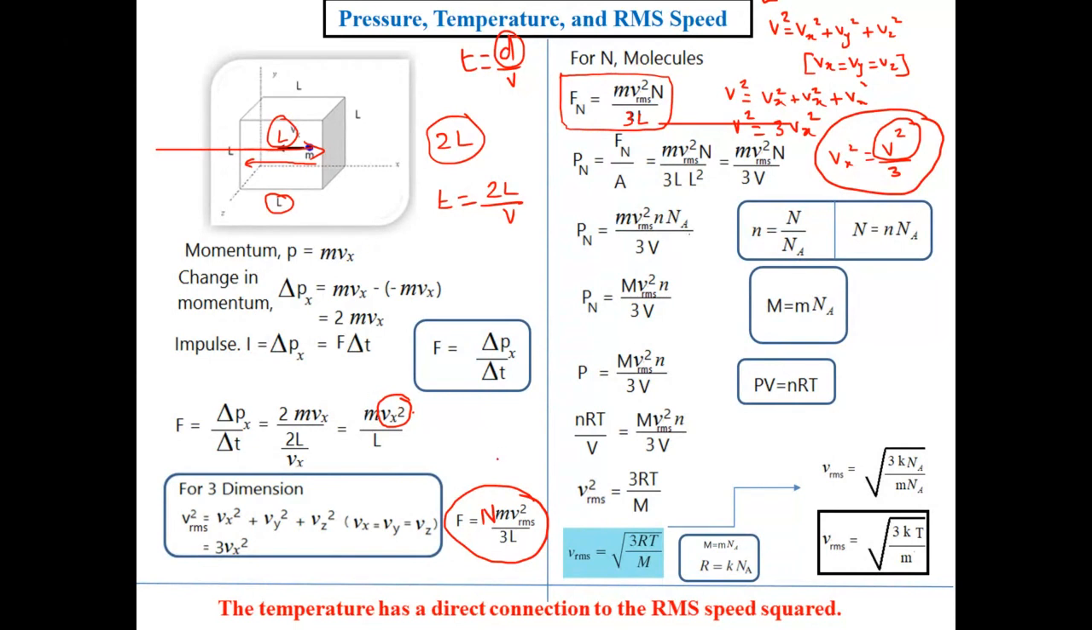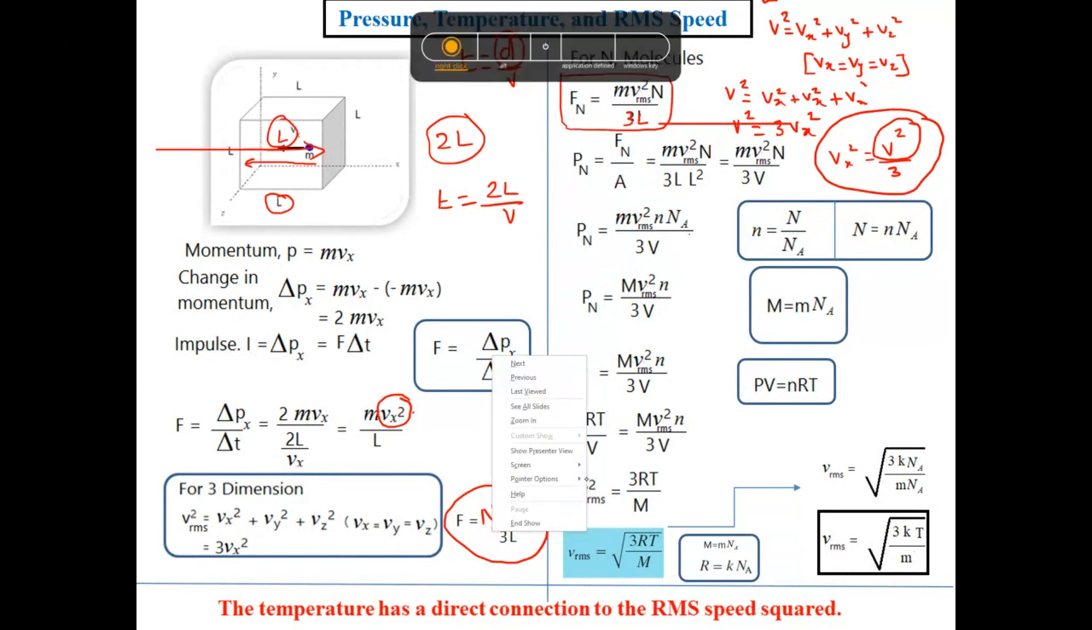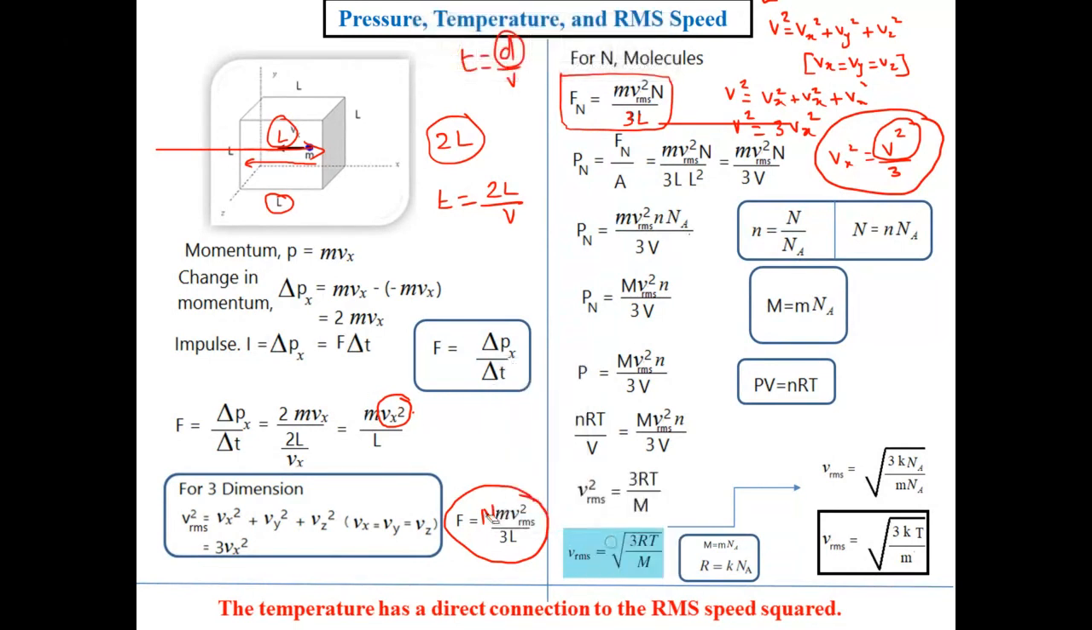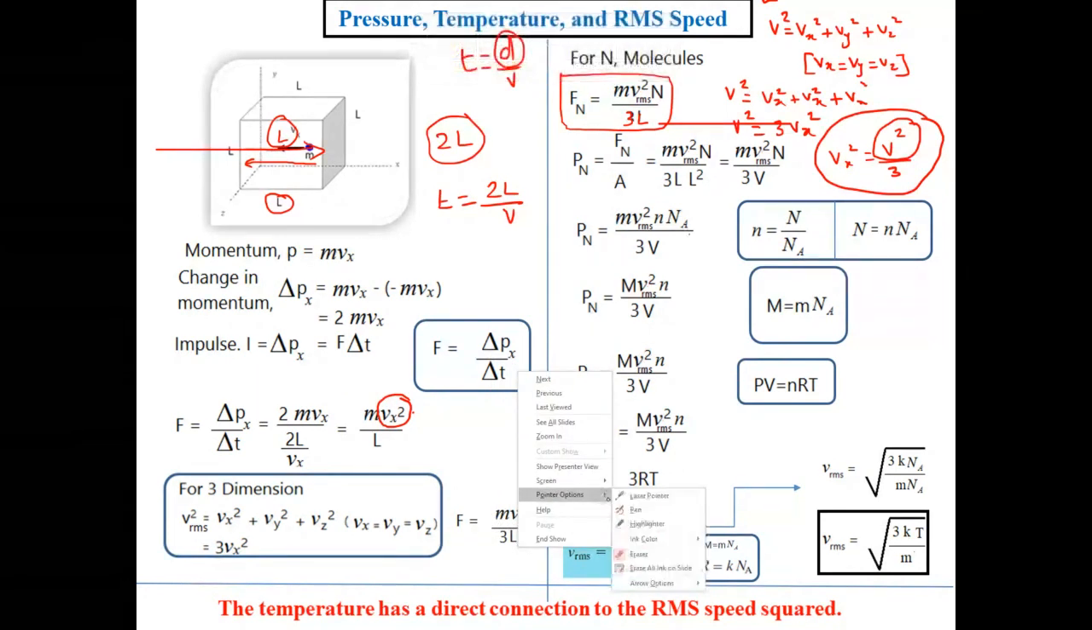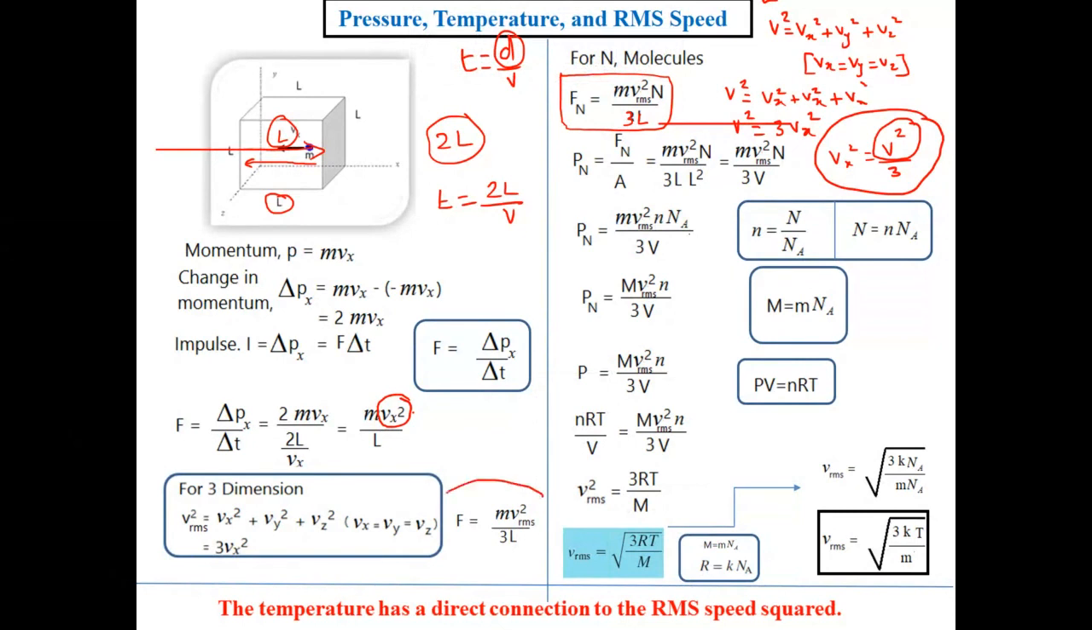How did you get it, Doctor? My dear, this equation is for one molecule. If you have n number of molecules, you have to multiply by n. That's it. That's what I just multiplied, n here. So this is the equation for the force for n number of molecules, which is equal to m v square RMS multiplied by n divided by 3L.